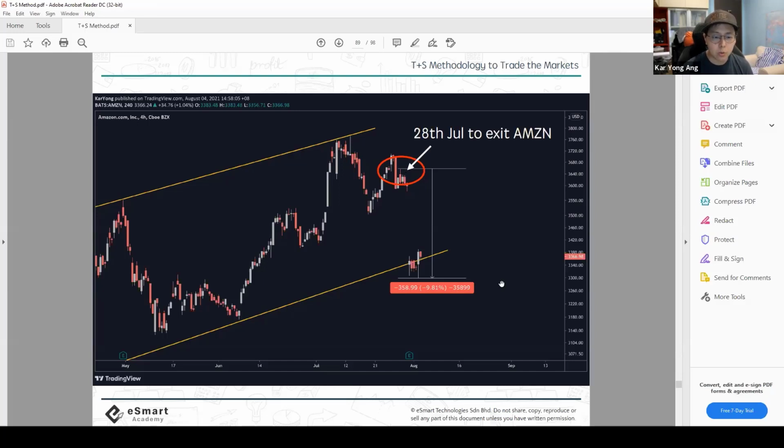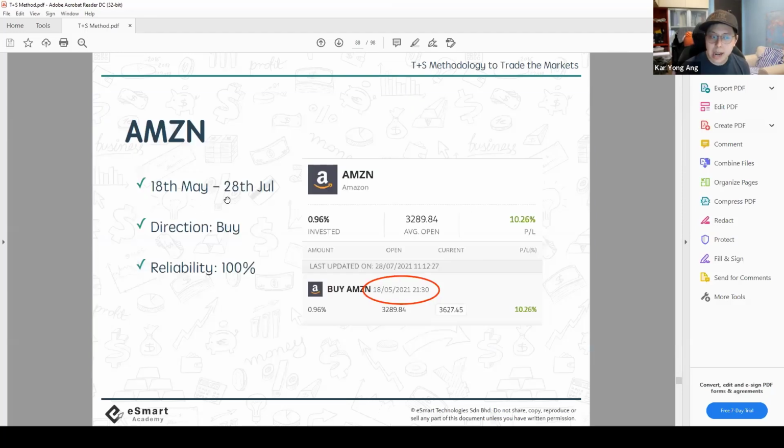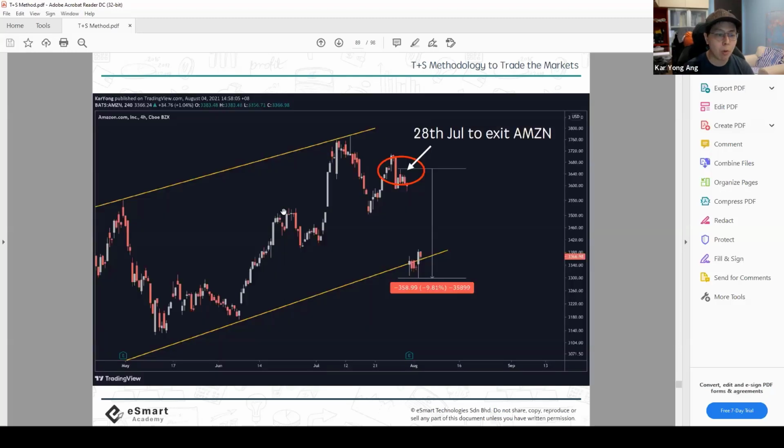So did we lose on this trade, or did we end up giving away all our profits? No, right? Because the seasonal timing tells us, hey, you better exit. 28th of July is done. This window of period is done. The timing is done. Better exit right now. Don't go and buy anymore. And what happened next is, of course, it dropped. It also complements the earnings release on Amazon. It meets its expectation, and therefore there's a sell-off.